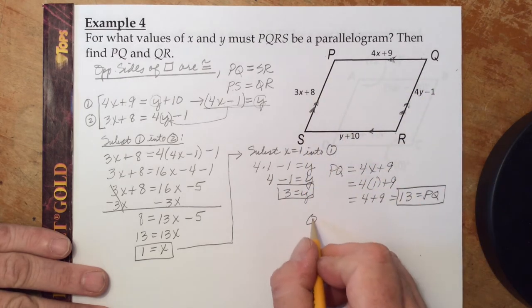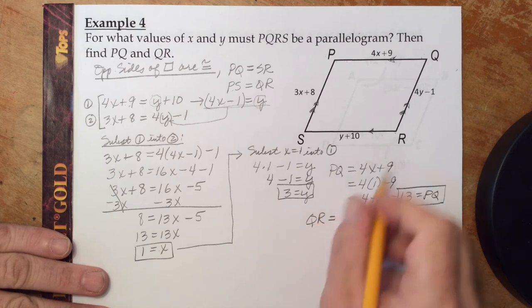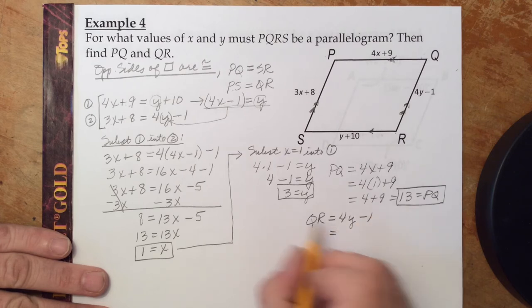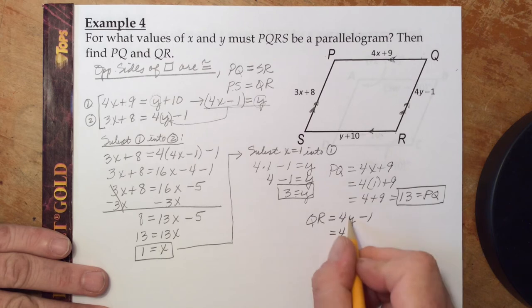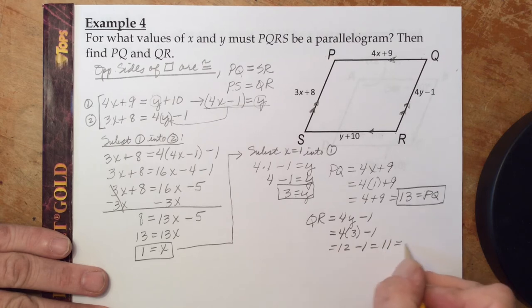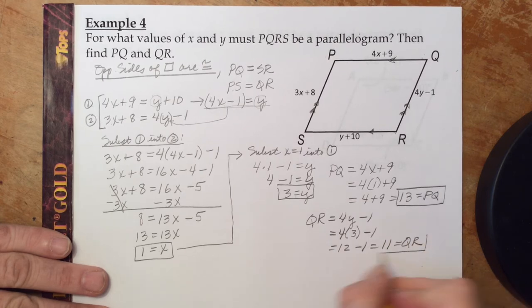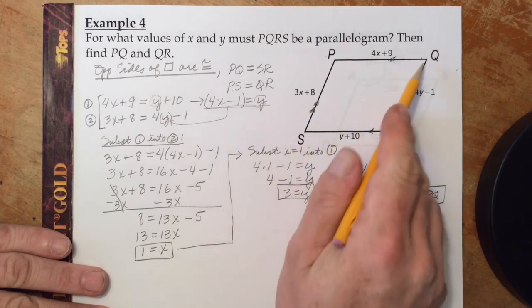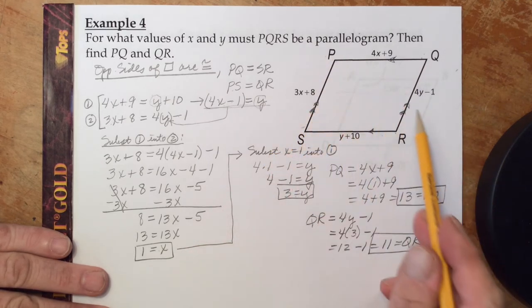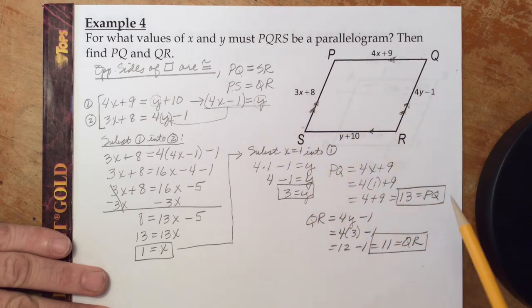Then we go to find QR. QR is 4y minus 1. Substituting what we found for y, 3, we substitute that in for the y: 4 times 3 minus 1, which is 12 minus 1, which is 11. So QR is 11 units long. So is PS, because opposite sides are congruent. We could even find the perimeter of this parallelogram at this point if we wanted to.